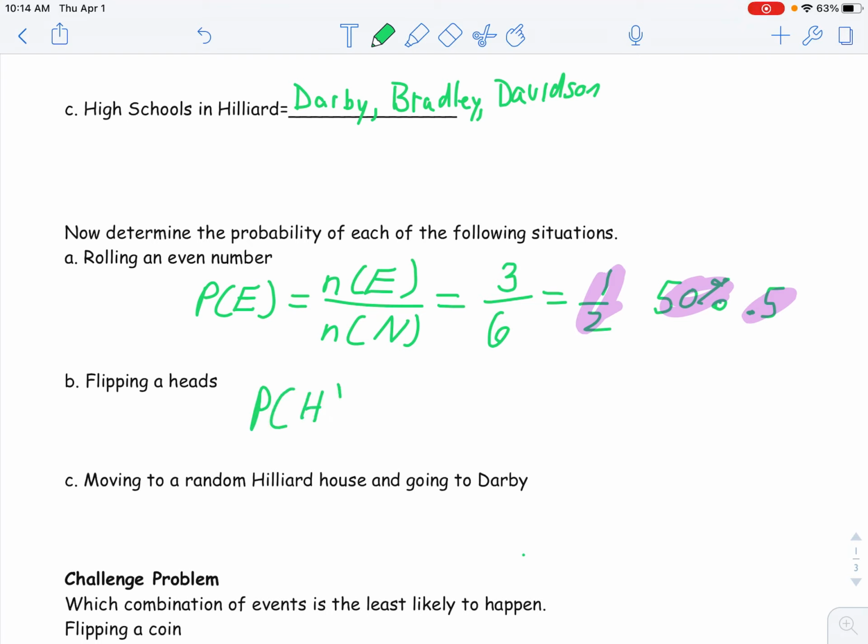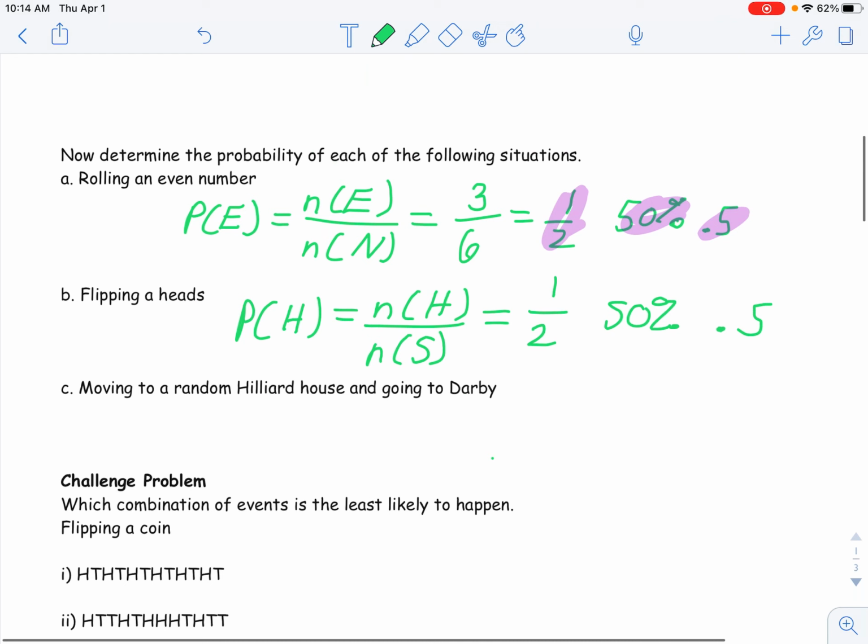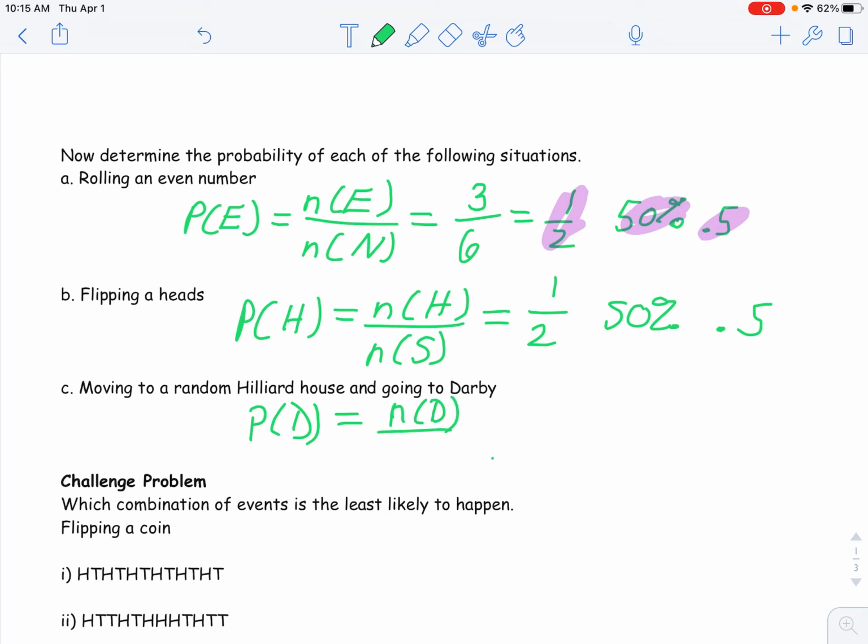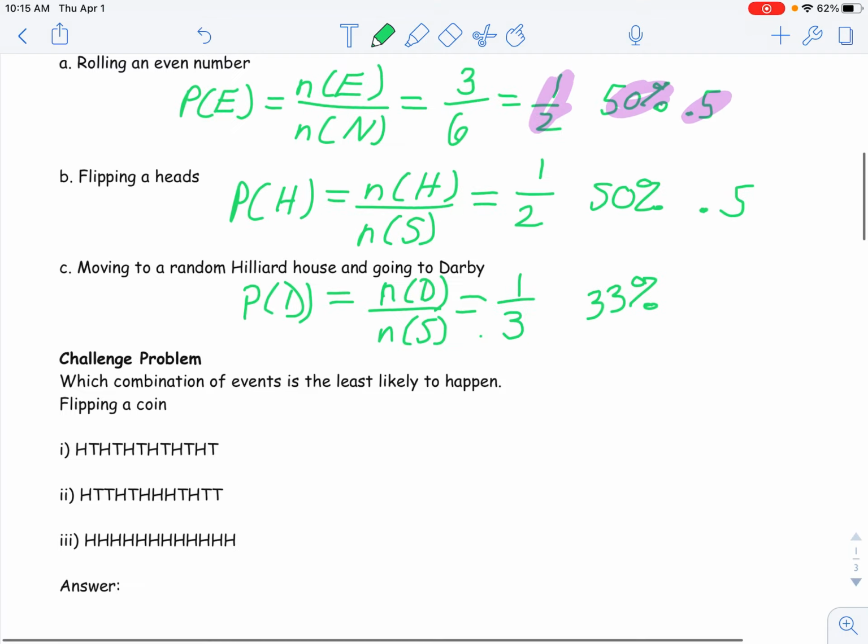Flipping a heads would be the number of heads on a coin, which is just 1, over the number of sides, which is 2. So there's 1 head, 2 sides. So again, that's just the same thing, 50%, or you could even write it as 0.5. And moving to a random Hilliard house and going to Darby. So the probability of going to Darby is the number of Darbys in the district, which is only 1, over the total number of schools. So 1/3, or about 33%, if you want to round it like that.